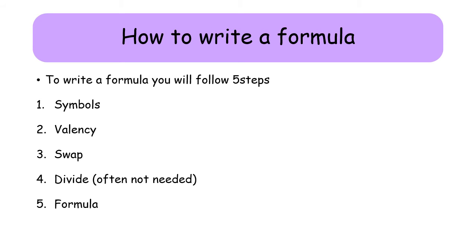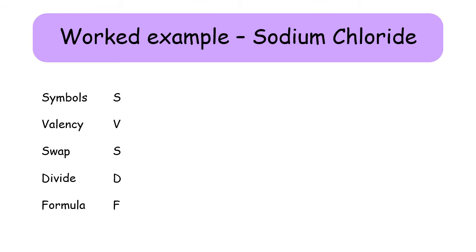Now step 4 is one that's not often needed, but it is divide. So it's look at the valencies and look at the ratio. If that ratio can be simplified, you're going to divide the numbers to make it the smallest numbers possible. And finally, whatever numbers we have for each element will allow us to write the formula. Now it sounds more complicated when it's spoken about than when you see it done in practice. So I've got 2 different examples to talk you through.